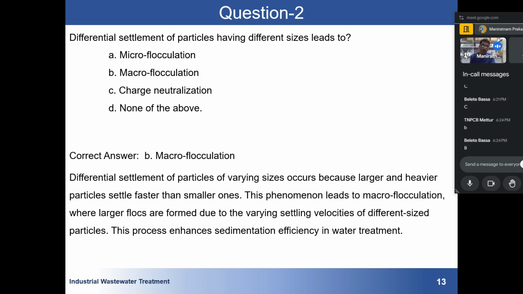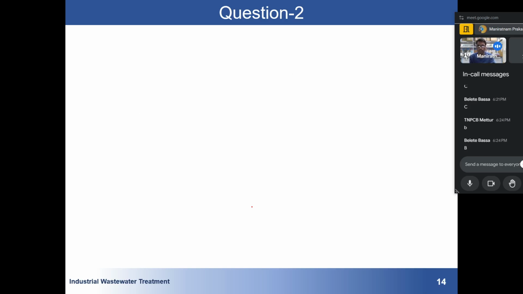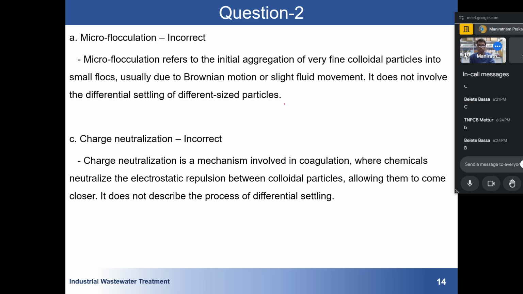Differential settlement of particles of varying sizes occurs because larger and heavier particles settle faster than the smaller ones. This type of flocculation leads to larger particles being formed due to the varying settling velocity of different size particles. This process enhances the sedimentation efficiency in water treatment. Okay, now this other option refers to the initial aggregation of very fine colloidal particles into small flocs, usually due to Brownian movement or slight fluid movement. It does not involve differential settling.